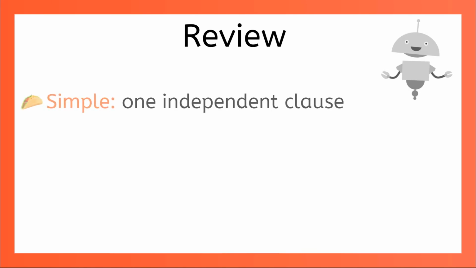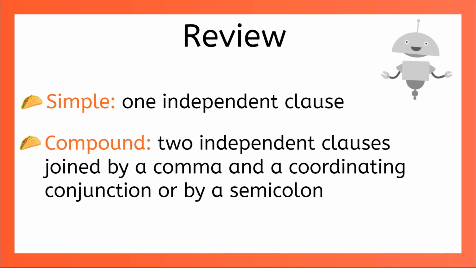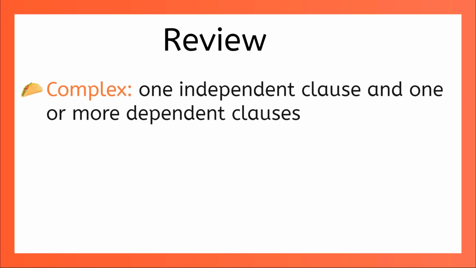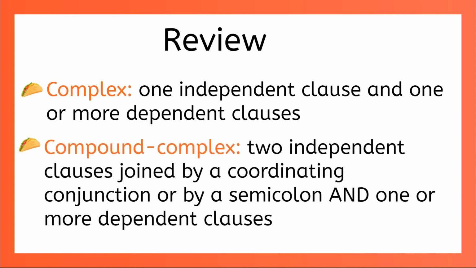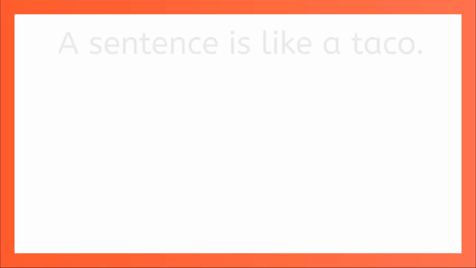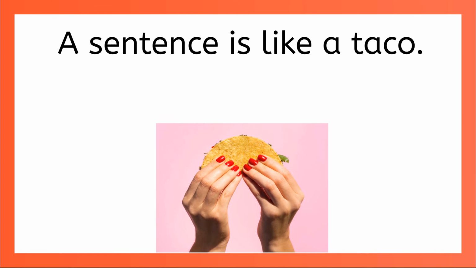A simple sentence contains just one independent clause, and a compound sentence contains two independent clauses joined by a comma and coordinating conjunction, or semicolon. And then we have the complex sentence with one independent clause and one or more dependent clauses. And finally, the compound complex sentence that contains at least three different clauses, two independent clauses and one or more dependent clauses. Okay, how is a sentence like a taco?